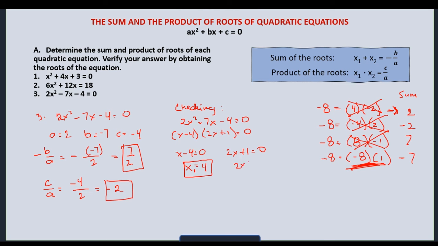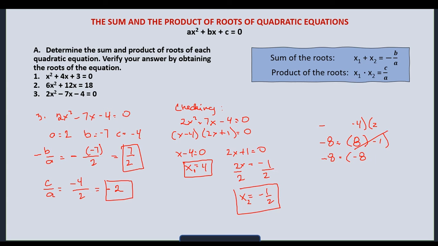Then I have here 2x plus 1. Sorry, I could easily write here 2x equals negative 1. But I need to divide both sides by 2 since I have here a coefficient of 2. So x is equal to negative 1 half. This is my x sub 2. Now, allow me to erase this scratch here. And we need to get the sum of the roots.